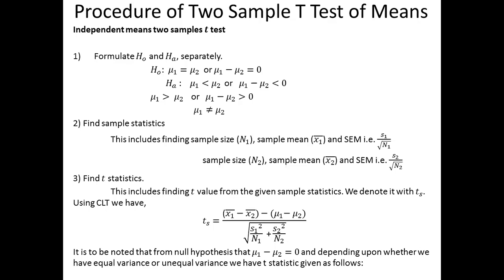And the third type of alternative hypothesis we can have is mu1 is just not equal to mu2. That is, not different from each other.